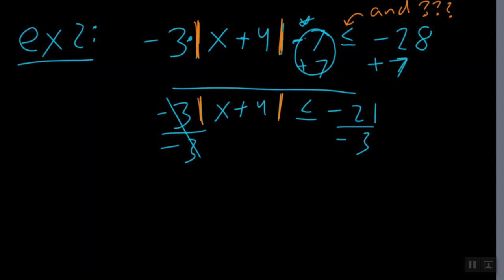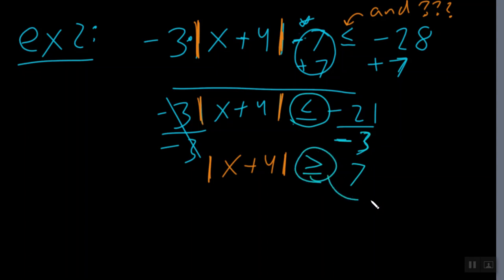Now I finally have my absolute value bars, x plus 4, by themselves, and I even notice that negative 21 divided by negative 3 is positive 7. But wait a second. What happened when I divided by negative 3? What happens to my inequality? Well, my inequality has to flip. And so instead of a less than or equal to, we actually have a greater than or equal to. And wait a second, that's not an and statement at all.